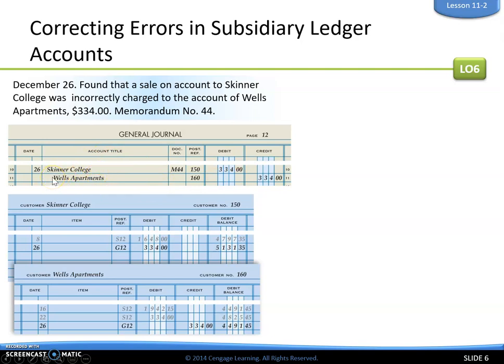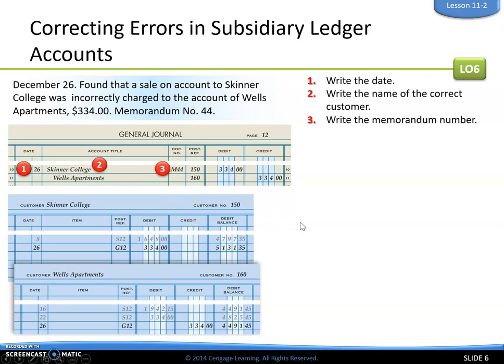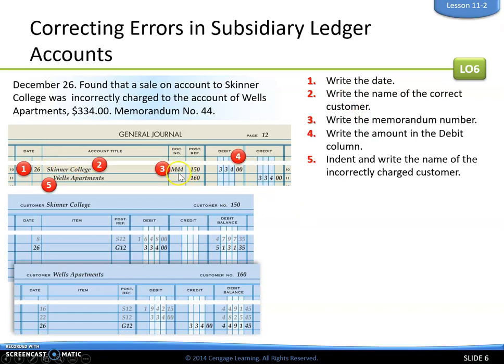So what we're doing here is that we should have debited Skinner College in that original transaction, but we did not debit it. We debited Wells Apartment instead. So we need to get rid of that debit to Wells Apartment. So we're going to write the date. We're going to write the name of the correct customer. We're then going to put in that source document.